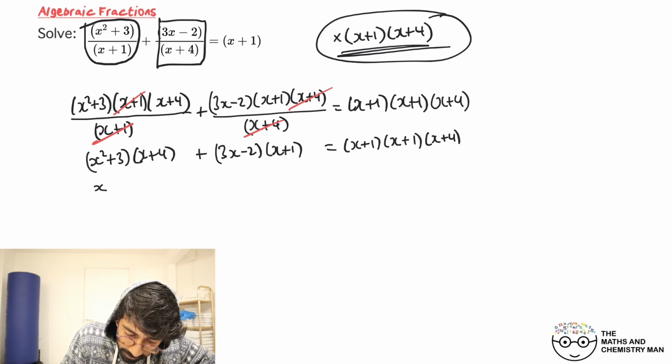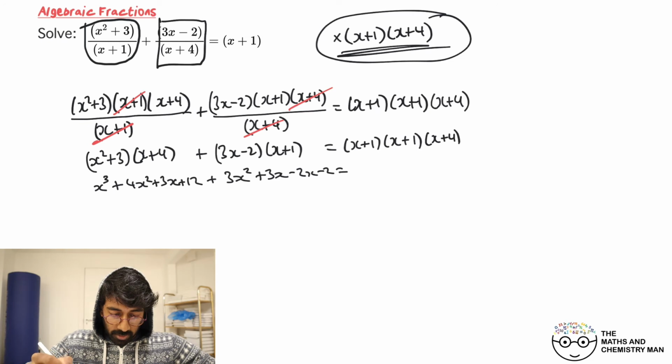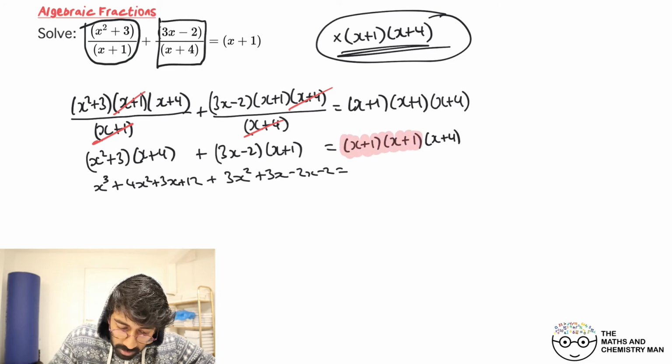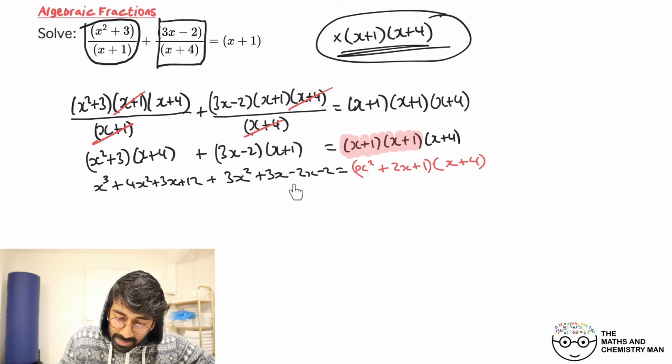We'll have x cubed plus 4x squared plus 3x plus 12 plus, and this one here would give us 3x squared plus 3x minus 2x minus 2 equals, and then over this side what I'm going to do is expand these two out first. So that's going to give me x squared plus 2x plus 1, and then on the end the x plus 4. Now let's expand that out one more time, and what we'll do is we'll try and neaten this up as well, right? So let's get this ready.